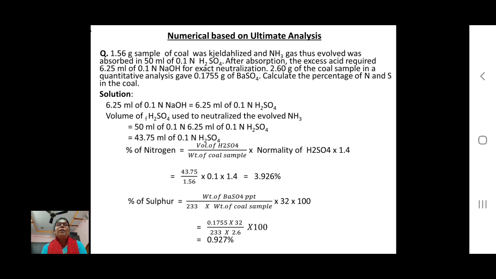So this is all about the ultimate analysis, including the numerical problem. So this is the end of the lecture. So go through another numerical, try another numerical based on ultimate analysis. Definitely it will help you to understand the theory of the ultimate analysis.